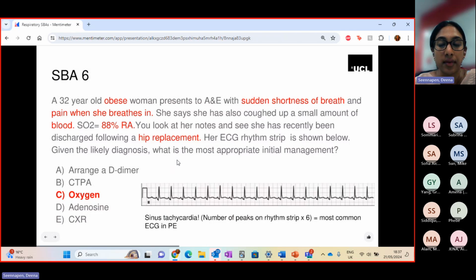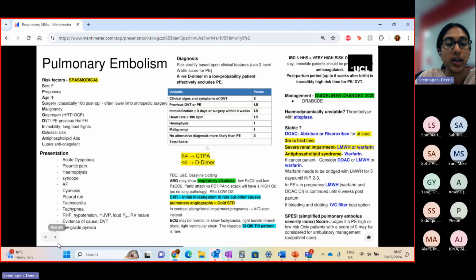So yeah, hope that makes sense. So a little bit on PE. Thinking about some risk factors here, we've got a mnemonic, and it's quite helpful to know them because it helps when you're reading the question, identifying what's going on.